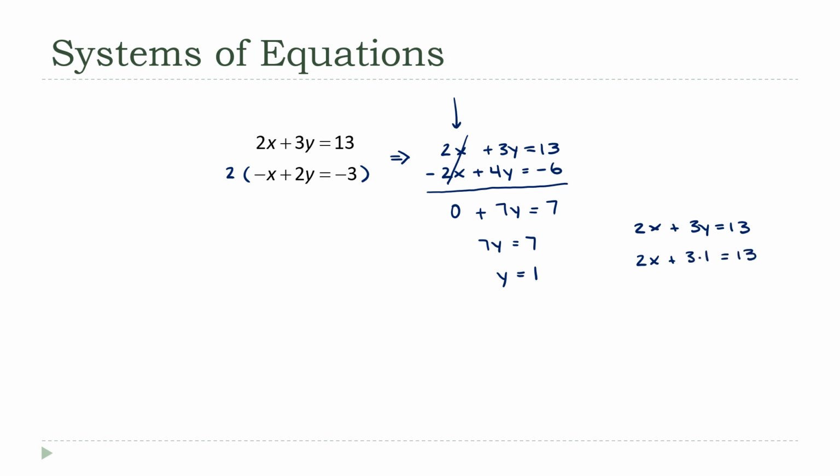3 times 1 is 3, right? So we'll subtract 3 from both sides. 2x equals 10. X equals 5. And I can combine these to get my final answer: 5, comma, 1. And we're done.